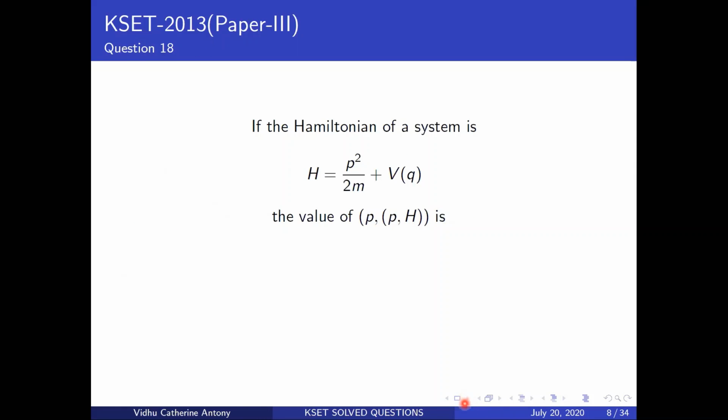Okay, so now let's move on to this. This again is a Poisson bracket problem. There have been so many problems in this paper on Poisson brackets. Okay, so let's try and do this now. If the Hamiltonian of a system is H equals p squared divided by 2m plus V of q, how do you calculate the value of this Poisson bracket?